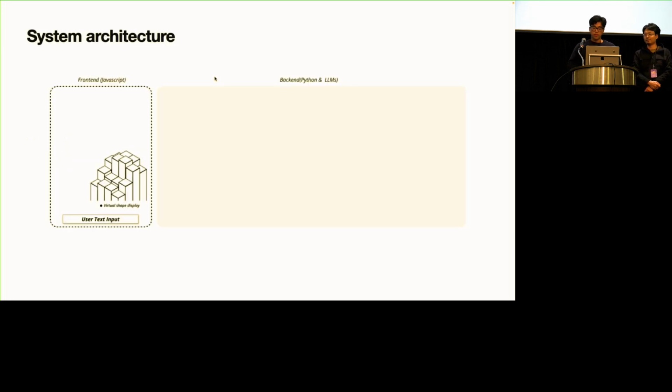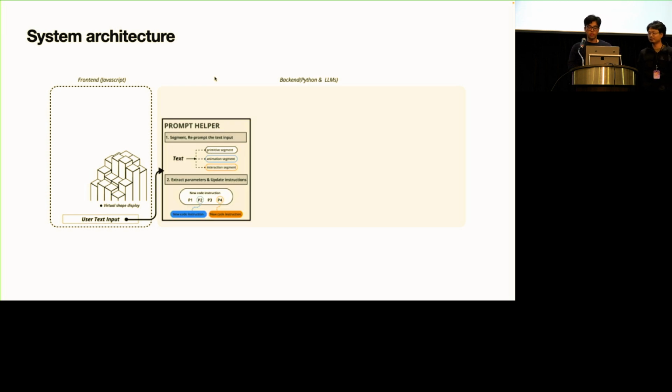So just to reveal, like in the backstage of things, how we did this implementation. For our system architecture, when the user first types in the text input, our prompt helper agent, which is built with GPT-4 Turbo, segments the user input into primitive animation and interaction segments, as well as extracts the relevant parameters, which then compile the code instructions based on these results.